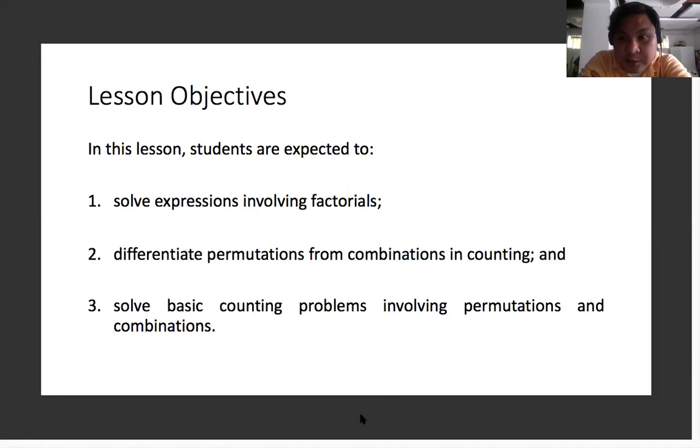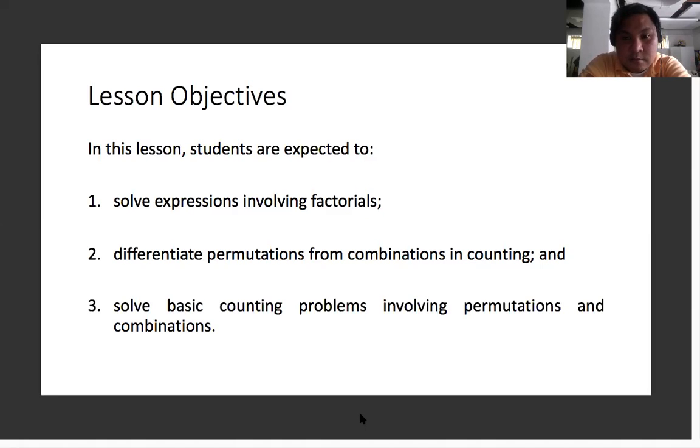Okay, so before we go to the actual lesson, let's go over the objectives for this week. Students are expected to solve expressions involving factorials. Number two, differentiate permutations from combinations in counting. They are definitely different from each other. There are scenarios wherein you are required to use permutations and scenarios wherein you are required to use combinations. And finally, to solve basic counting problems involving permutations and combinations. Right, so these three would be the main objectives that we're going to try and accomplish this week.